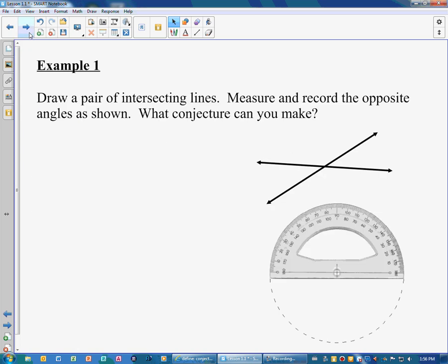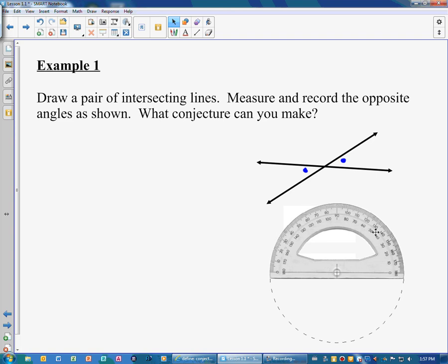So if you could go to the first example in your notes, it says draw a pair of intersecting lines. So I went ahead and did that. And it says measure and record the opposite angles as shown. What conjecture can you make? We have already talked about opposite angles because we've already done chapter 2. You know that opposite angles are equal, but let's see what happens if we make a conjecture. So we know that opposite angles are here and here, okay? We drew intersecting lines, measure and record the angles as shown.